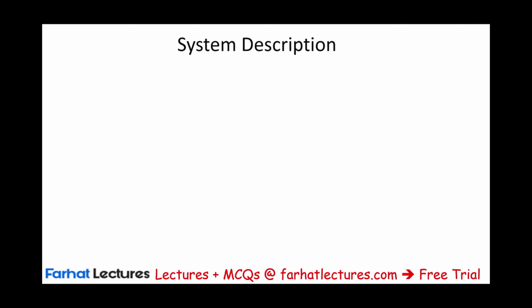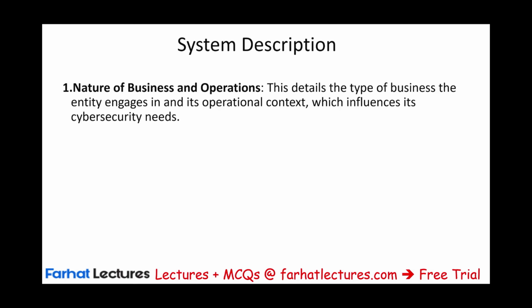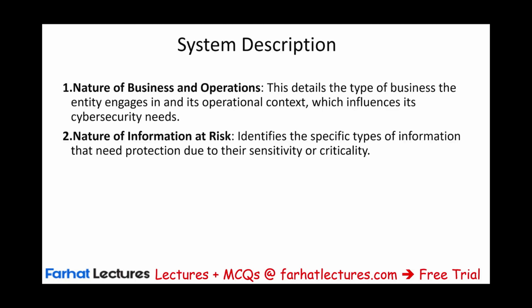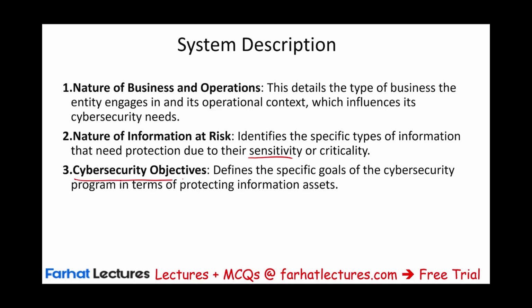So let's take a look at what a system description for a cybersecurity risk management would involve. You're going to see some terms similar to SOC 1 and SOC 2. First, the nature of business and operation. This part details the type of business the entity engages in and the operational contexts which influence its cybersecurity needs. So just basically, what business are we in? The nature of the information at risk. Here we identify the specific type of information that we need to protect, maybe because of its sensitivity or criticality for our operation. What are our cybersecurity objectives? Goal. Define the specific goal of a cybersecurity program in terms of protecting information assets.